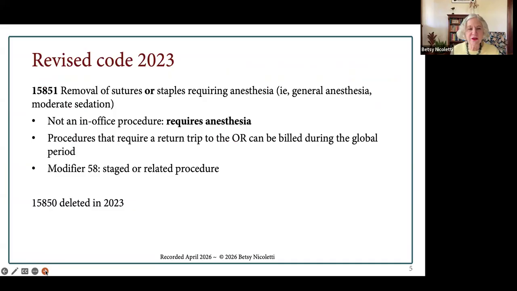So first, let's look at the code for removal of sutures or staples requiring anesthesia. Here the code itself says general anesthesia or moderate sedation. So typically we wouldn't be doing this in an office. And remember that procedures that require a return trip to the OR can be billed. If it's a staged or related procedure, we're going to put a modifier on it.